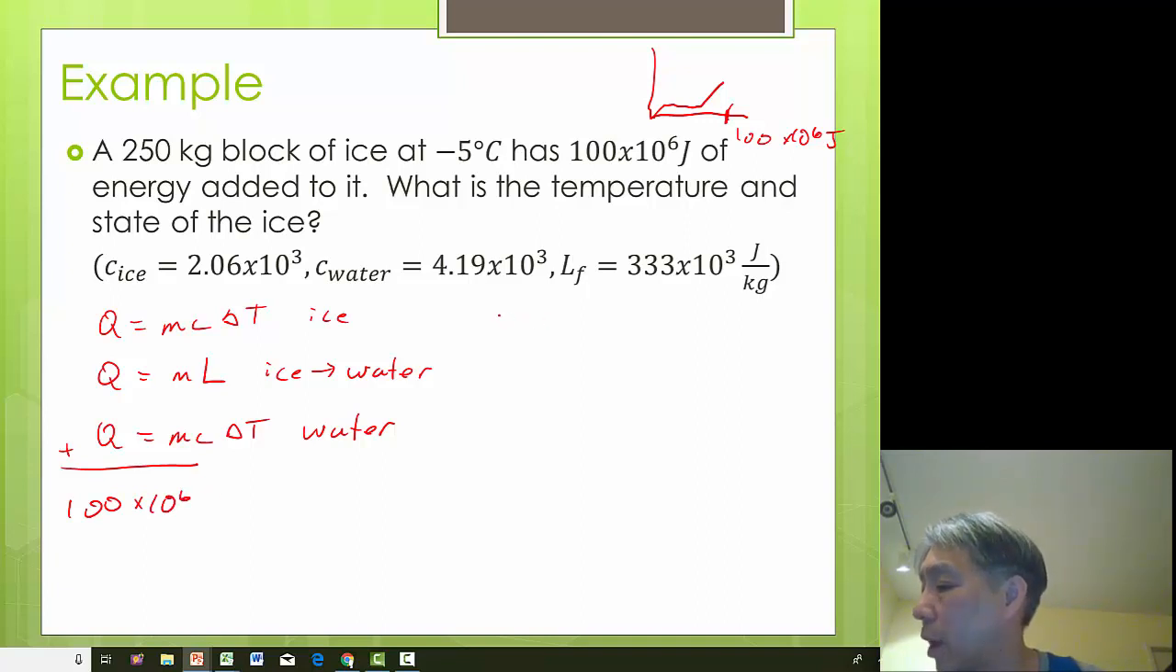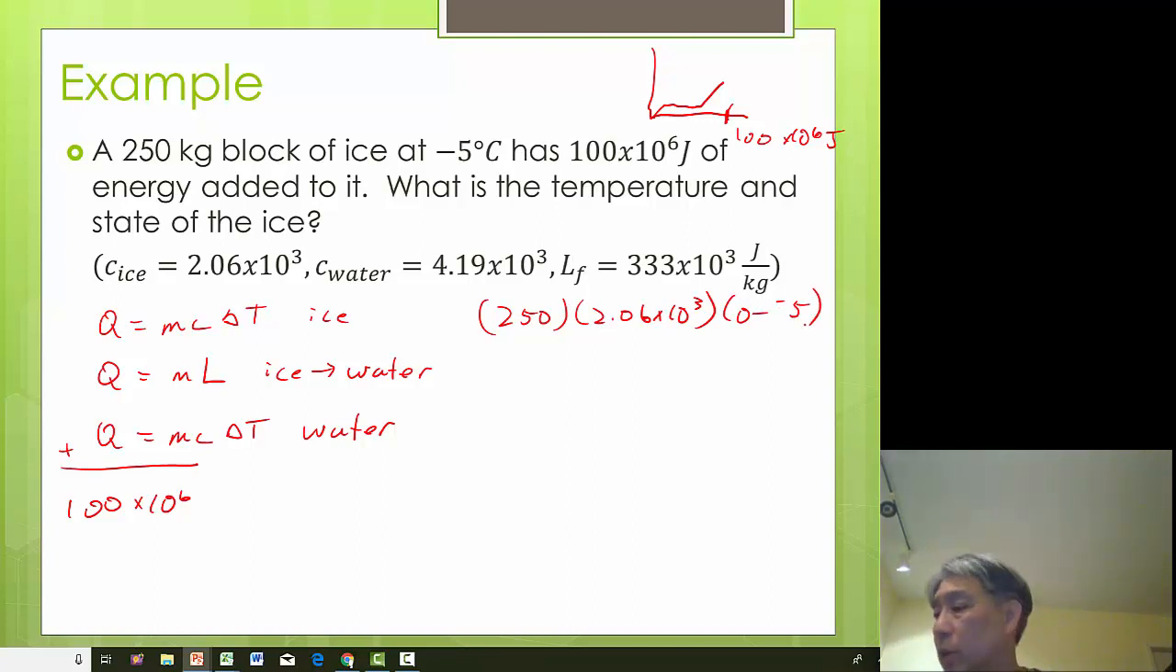So start with the ice. I have 250 as my mass. This C for ice is given. It's 2.06 times 10 to the third. And delta T is 0 minus negative 5, because I'm raising it to 0, so it starts melting. And when I plug all that in, let's see, what do I get if I plug all that in?